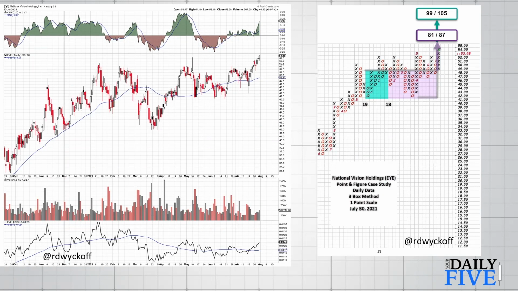National Vision Holdings, EYE is the symbol. Notice how it has a climax here, forms resistance. It's now above that resistance area, has a sharp reaction.